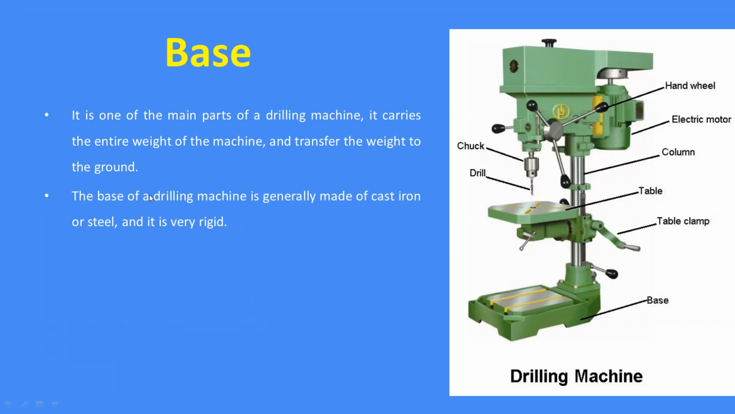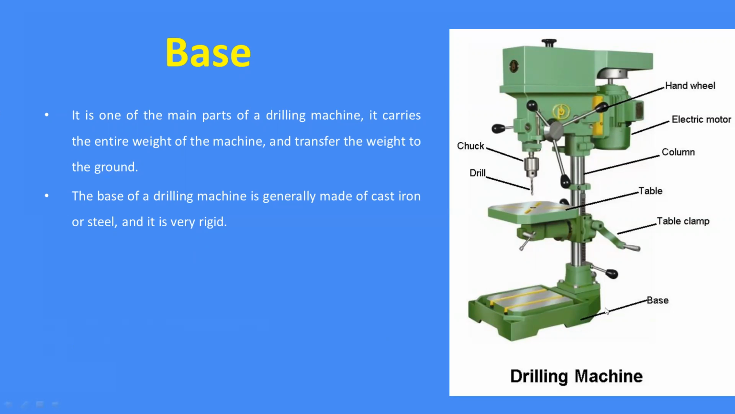And the second one is, the base of the drilling machine is generally made up of cast iron or steel, and it is very rigid. Okay, so we know why this base is used. This base is used to carry the entire weight. And by which material is this generally made? This is generally made up of steel or cast iron, and it is very rigid.